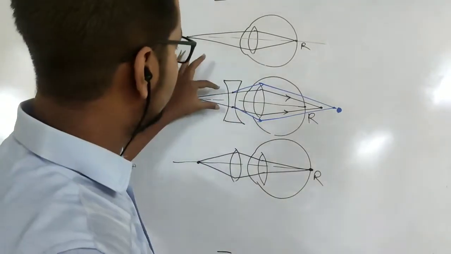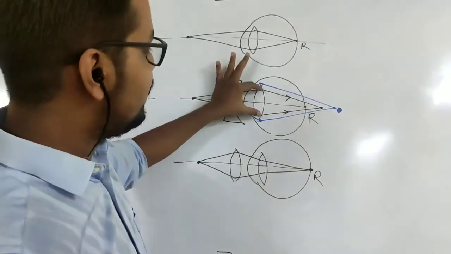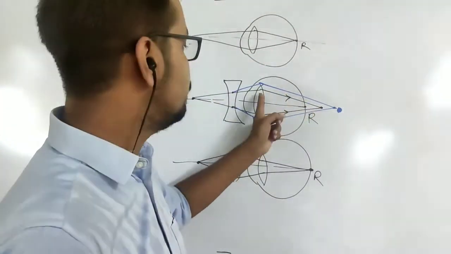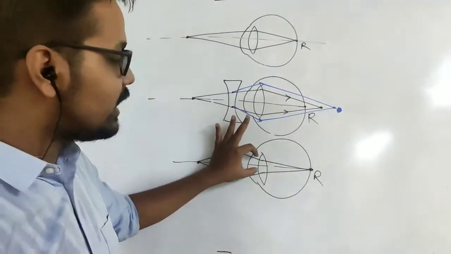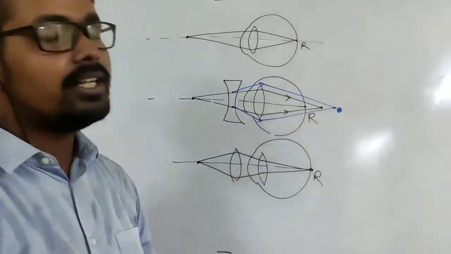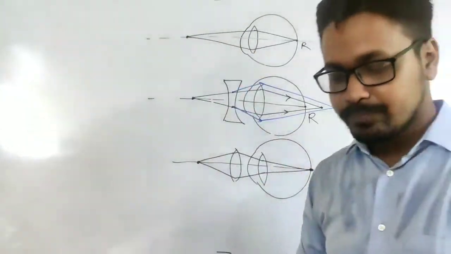Earlier what happened, it was here. Look at the black rays, not the blue ones. It was here, and it was tough for the lens to converge it at the right place. It was taking a much longer length. What we did here, since we converged it earlier a little bit, as a result, this lens will now be able to converge it at the right point. I hope you understood. This is just the opposite of myopia.